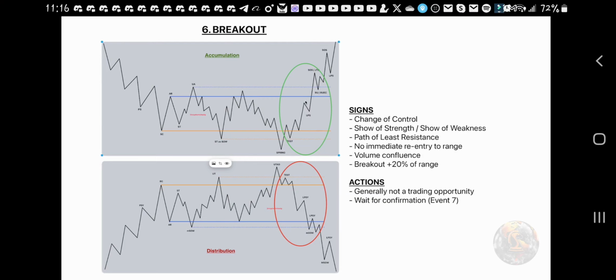It builds up momentum and it's impossible to stop it. It would take way too much effort to stop it, and we know the price moves through the path of least resistance. So what are the key features? Key features of a breakout, which happens at this point up here.